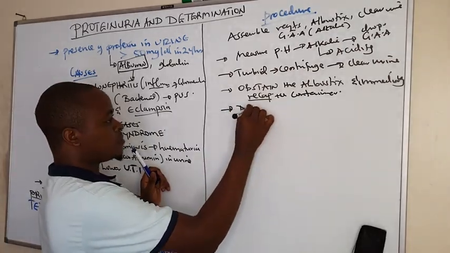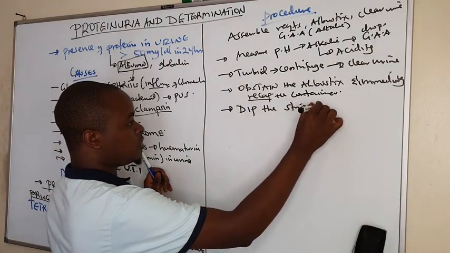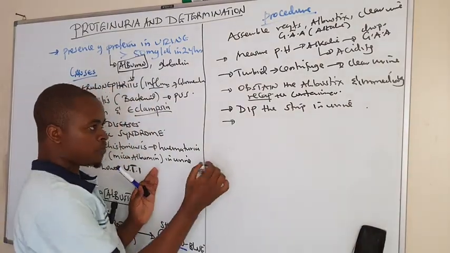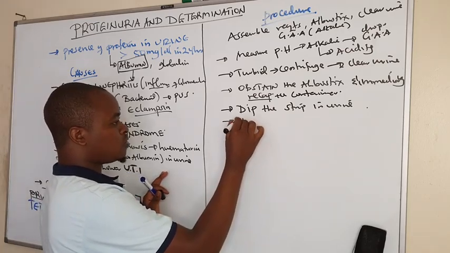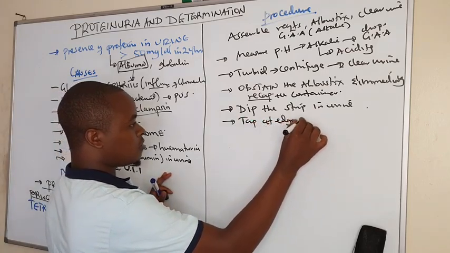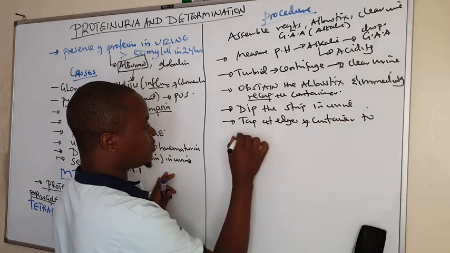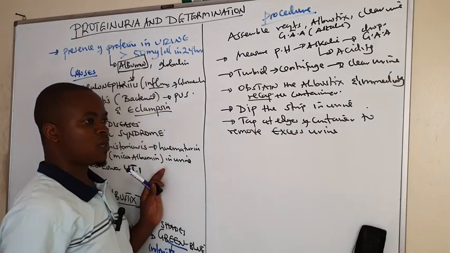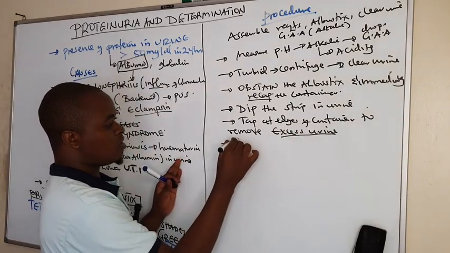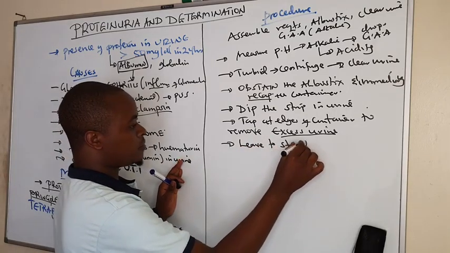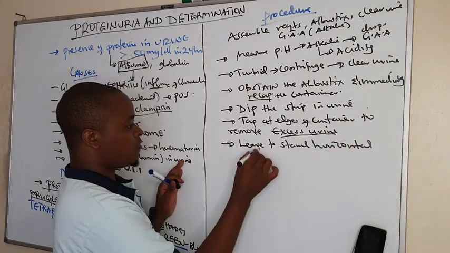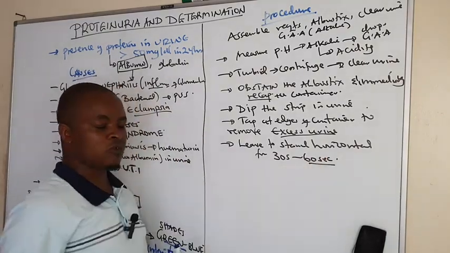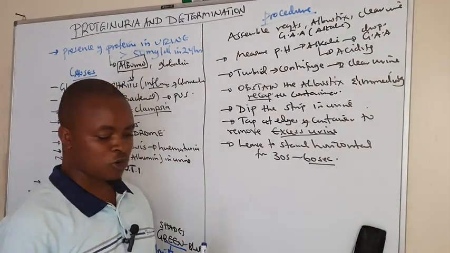So you're going to dip the reagent strip in urine. After dipping it, after covering the whole pad containing the indicator, you tap at the edges of the container to remove excess urine from the strip. Then you leave it to stand horizontally for 30 to 60 seconds. Don't read the strip beyond 60 seconds. Within 1 minute, you come and compare with the color standard.